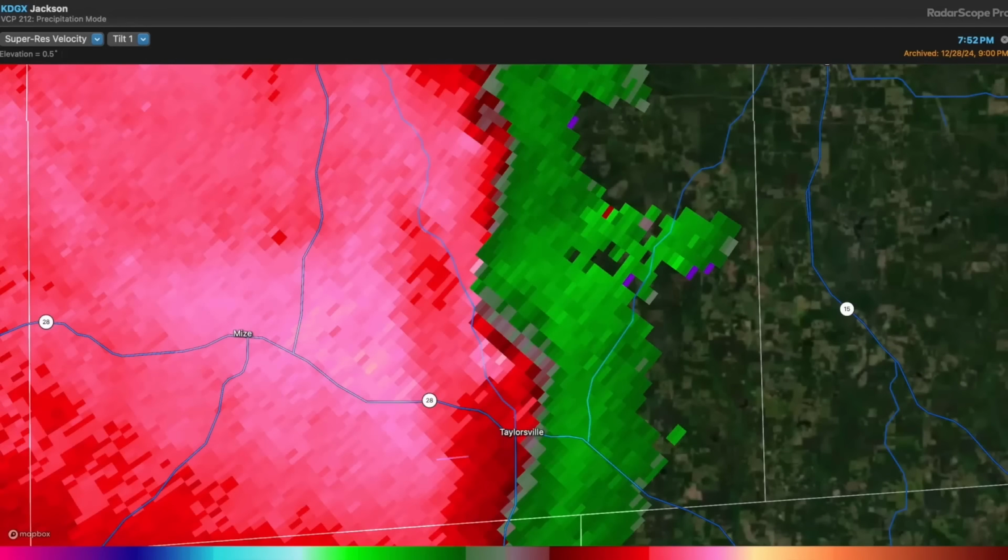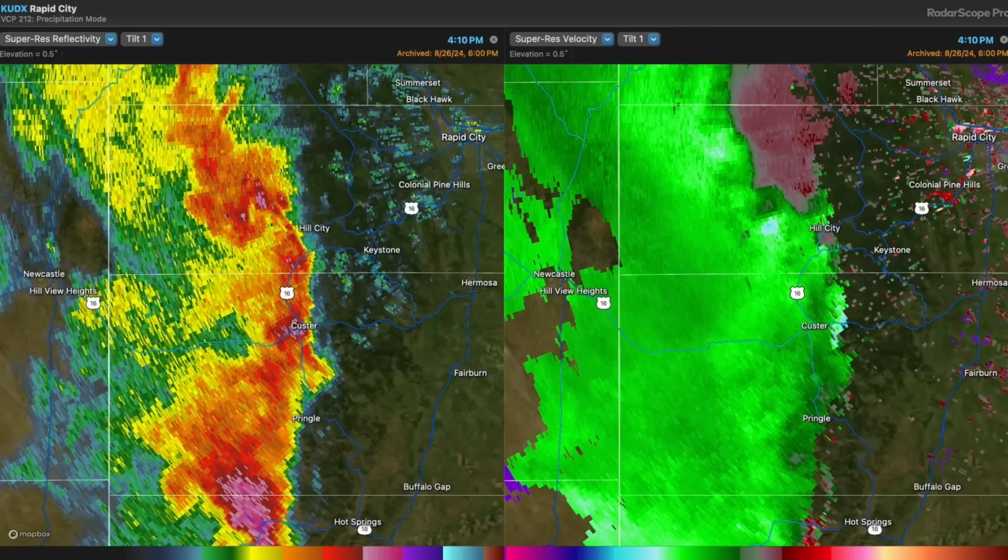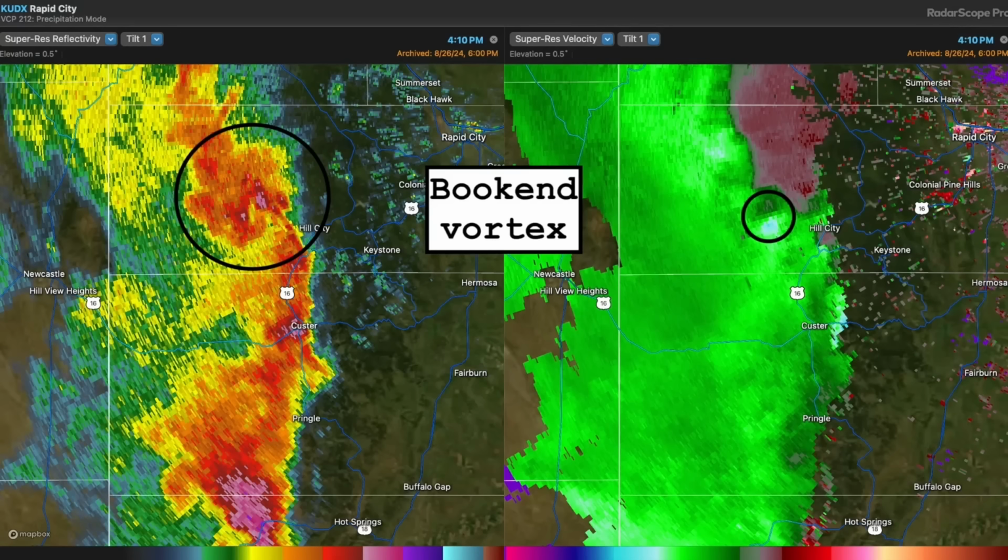TVSs in squall lines can often be difficult to detect, as they often appear small, asymmetric, and fairly weak, and they tend to be quite transient in nature. Sometimes an area of cyclonic rotation can develop at the northern end of a bow echo, which is called a bookend vortex. Bookend vortices can produce significant damaging winds and tornadoes.